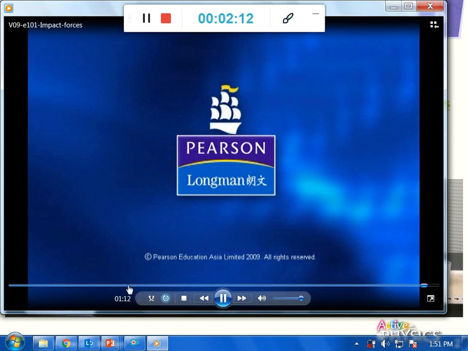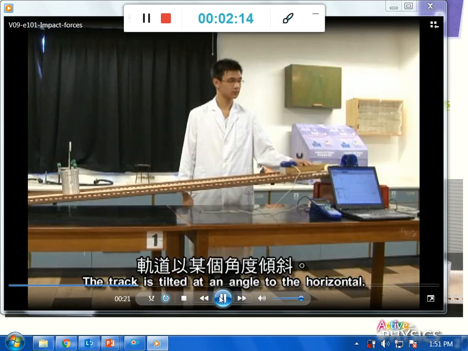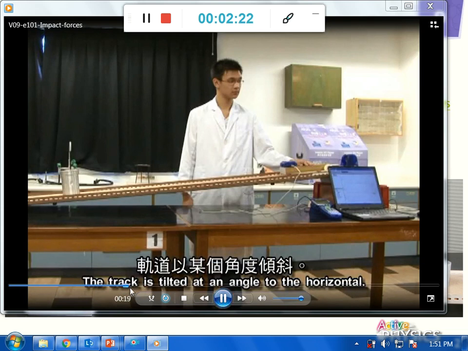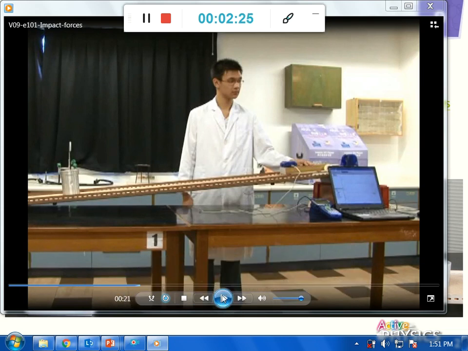Okay, in this experiment, the track is at an angle to the horizontal. You can see that the runway will have an inclined angle. Okay, in the last chapter, you should know the friction compensated runway. Actually, this one is a friction compensated runway.